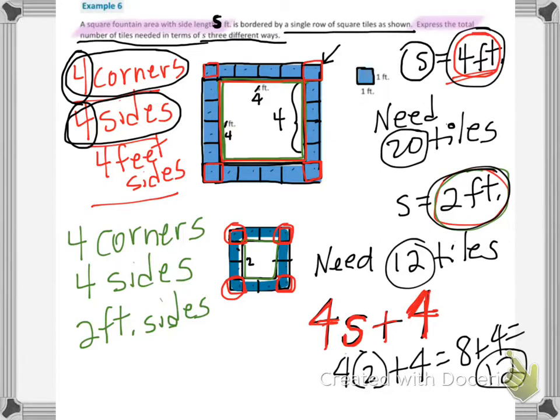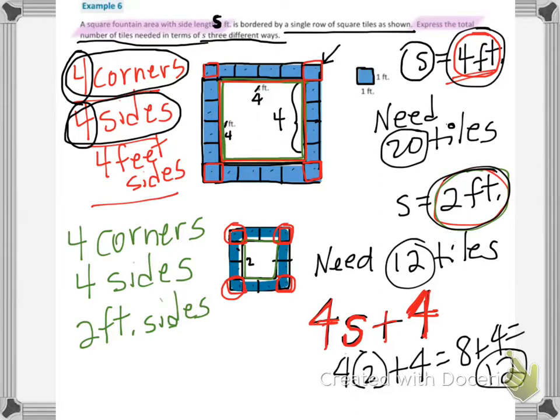So you can see in real life, when you're constructing or planning something such as a fountain or a pool with tiles all around it, to come to know how many tiles you'll need, it's easy to figure out if you just use some algebra. Really great way to use it.